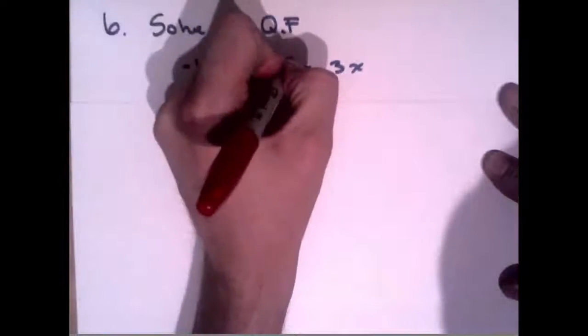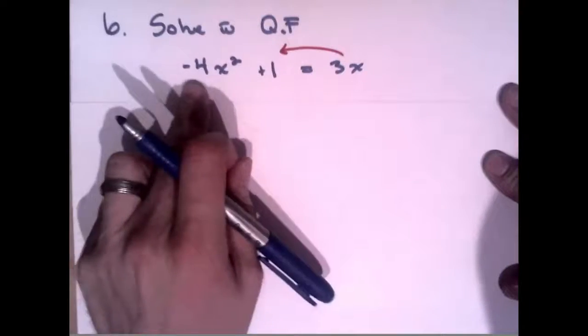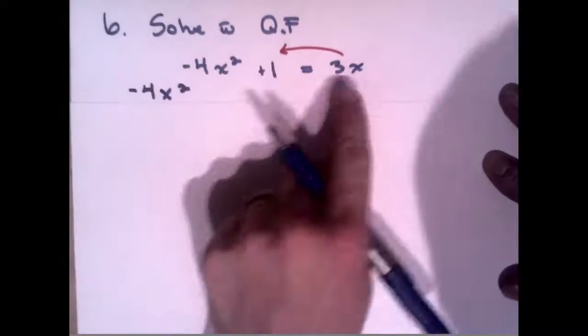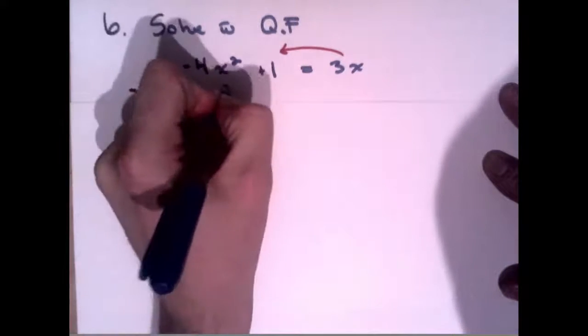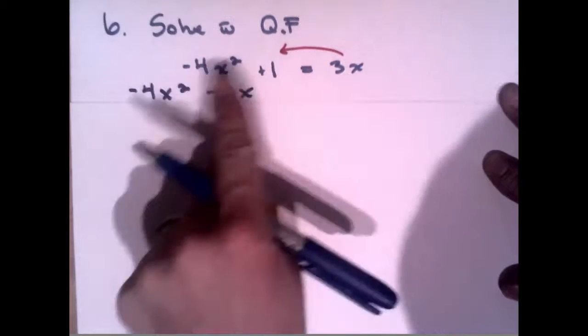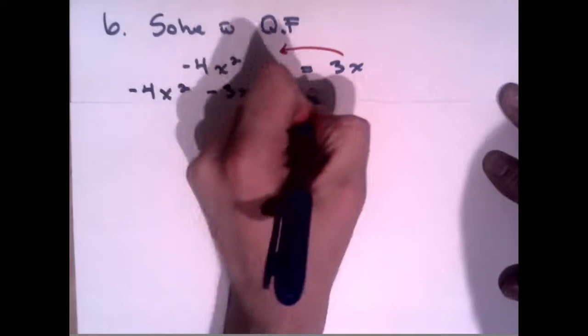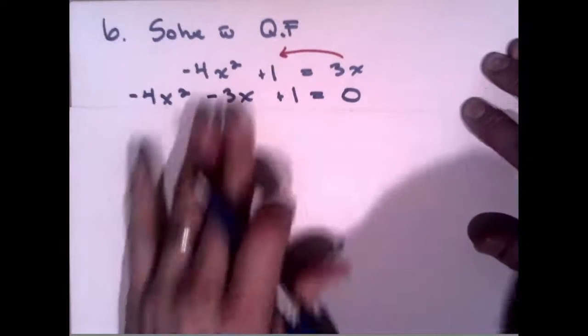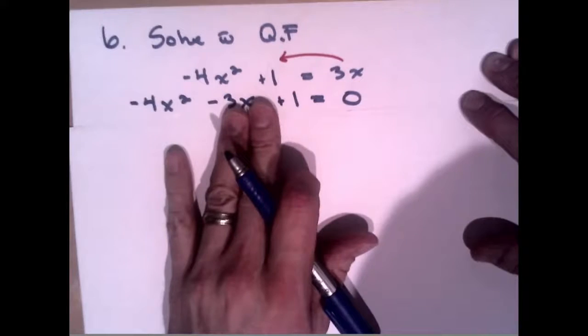Okay, so you're going to need to send 3x over. And we're going to end up doing this. You want the x squared term first, minus 4x squared. Then you want the x term, and for us it's minus 3x because you change its sign when it comes over. Then you want 1, and this would equal 0. Okay? And then what you realize is you can solve this with the quadratic formula.